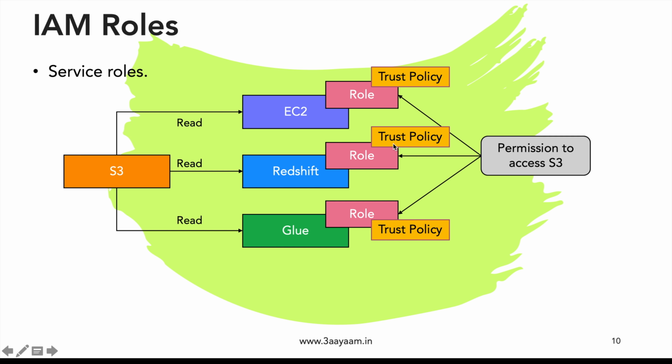For the second one, in the trust policy, it would be mentioned that the Redshift service can use this role. And for the third one, in the trust policy, it would be mentioned that the Glue service can use this role. So we'll have to create three different roles. Even though the permissions are the same for all three roles, the trust policy is different. So that's why we'll have to create three different roles, or we can actually add all three services in the trust policy also.